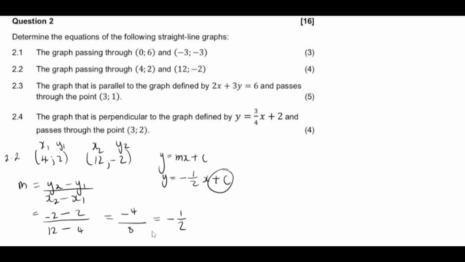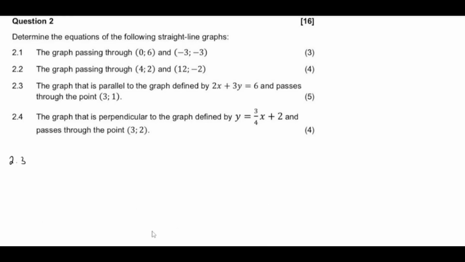To find the value of c, we're going to substitute the first point. Y is 2, which is equal to negative 1 over 2 times x, which is 4, plus c. And then this simplifies to 2 is equal to negative 2 plus c. And then you take the 2 to the other side, which gives you 2 plus 2 is equal to c. C is equal to 4. That means our equation is y is equal to negative 1 over 2x plus 4.